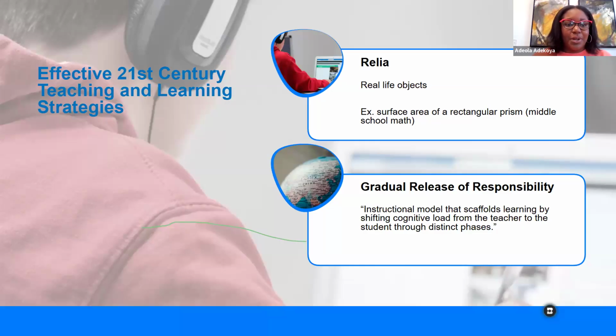And then the you do together, where the students are collaboratively working together to achieve the common goal and the learning outcome. And then the I do, here is where the student now becomes independent in the learning process.